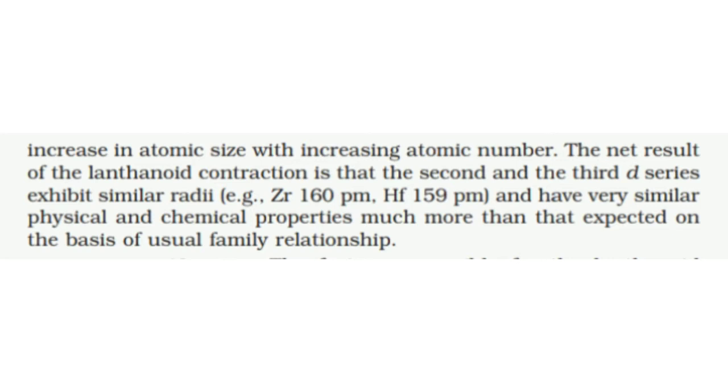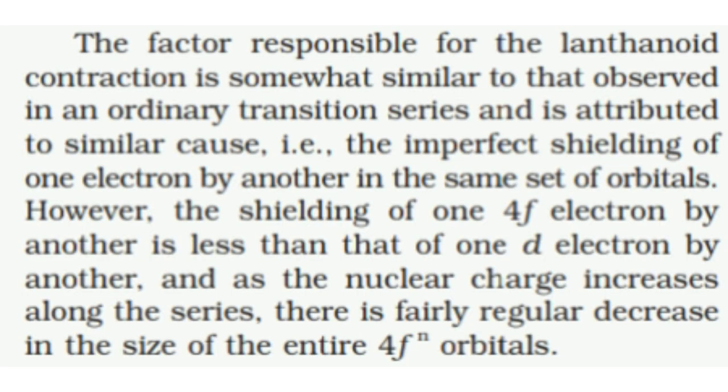Example: zirconium 160 pm and hafnium 159 pm have very similar physical and chemical properties, much more than that expected on the basis of the usual family relationship. The factor responsible for the lanthanide contraction is somewhat similar to that observed in an ordinary transition series and is attributed to a similar cause, that is, the imperfect shielding of one electron by another in the same set of orbitals. However, the shielding of one 4f electron by another is less than that of one d electron by another, and as nuclear charge increases along the series, there is a regular decrease in the size of the entire 4f^n orbitals.